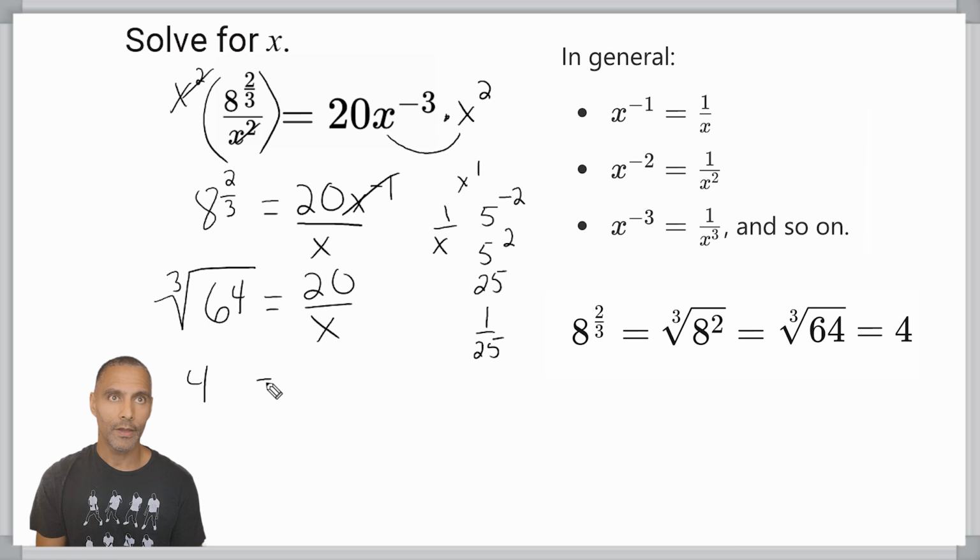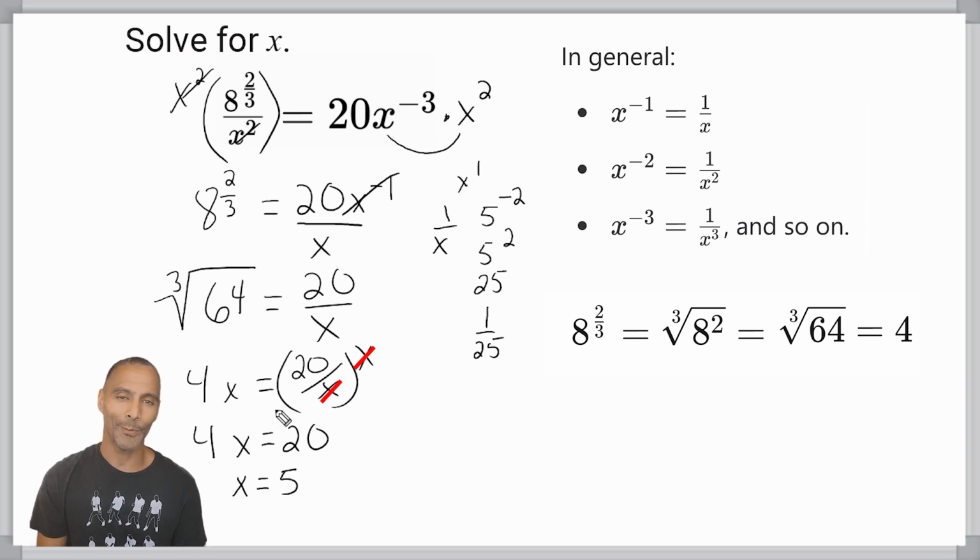Now on the right-hand side of our equation, we still have 20 divided by x. So we're going to multiply both sides by x and move it to the other side, and that leaves us with 4x is equal to 20. And at this stage, we can see that x has to equal 5 because 4 times 5 is the only thing equal to 20.